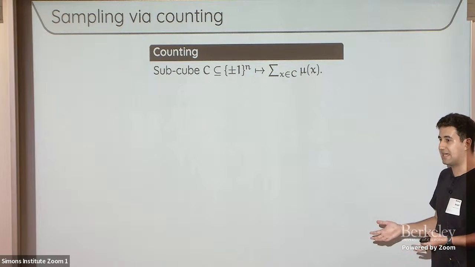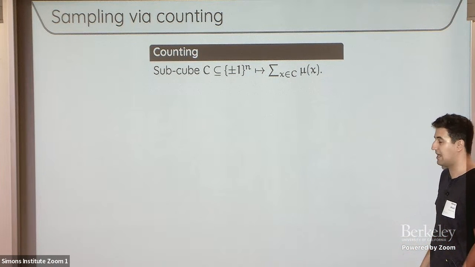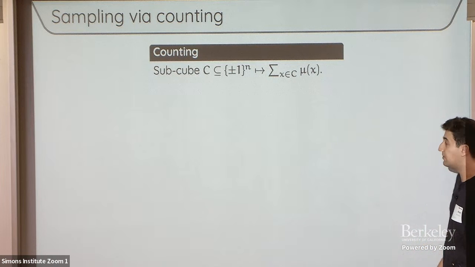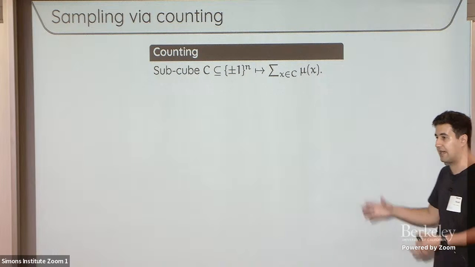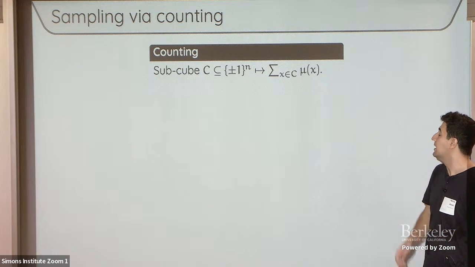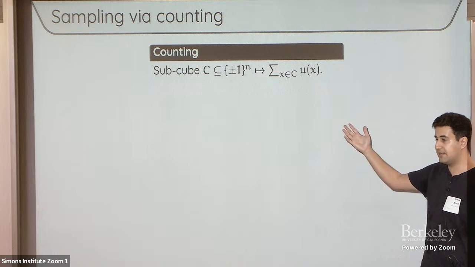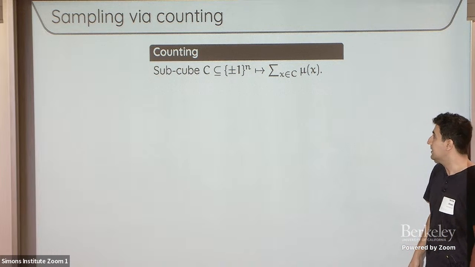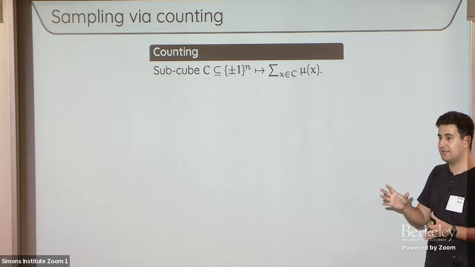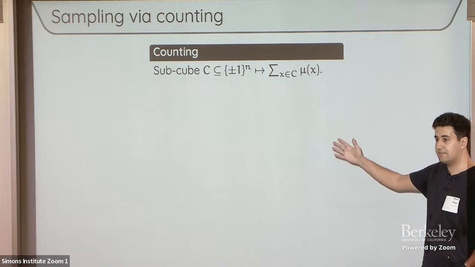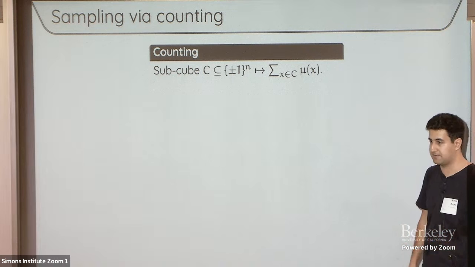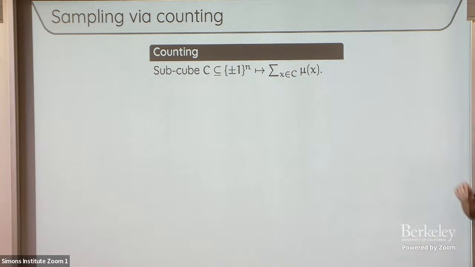One of the tools that allow you to sample in the discrete world is sampling via counting. What do I mean by that? There are some very specific problems for which you have some sort of a counting oracle. You have a hypercube, and you have a distribution on the hypercube. You have an oracle that, given the description of a sub-hypercube, gives you the mass on that sub-hypercube. That's what I mean by counting for this talk.